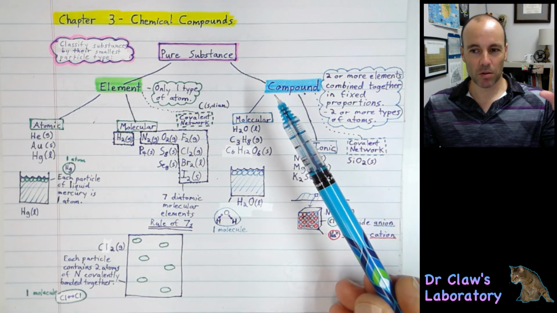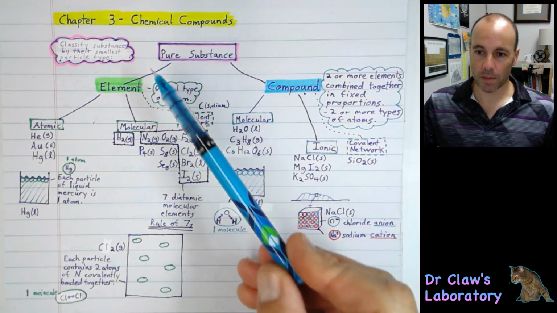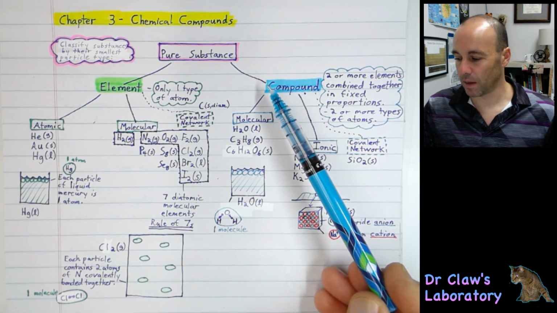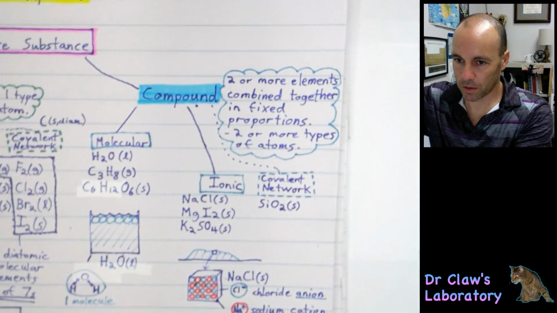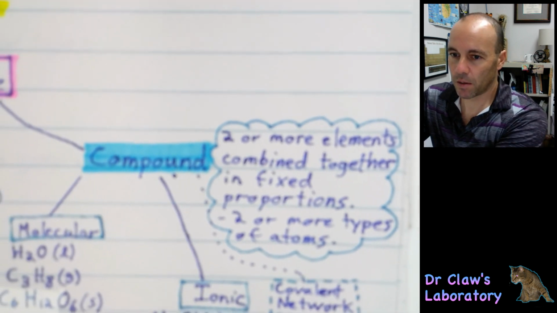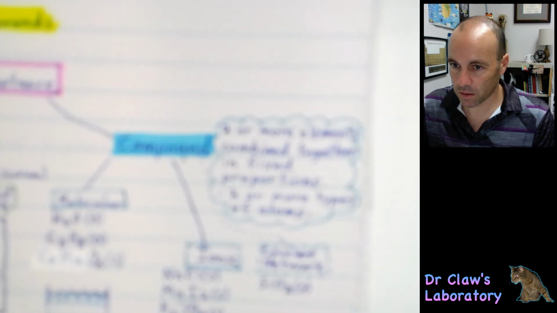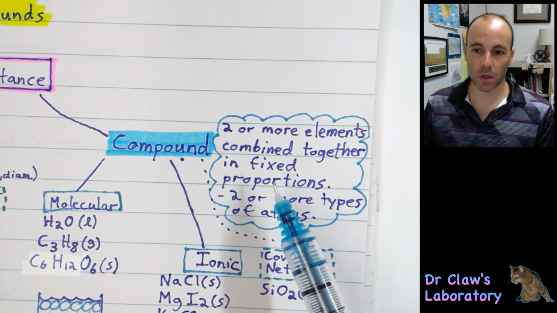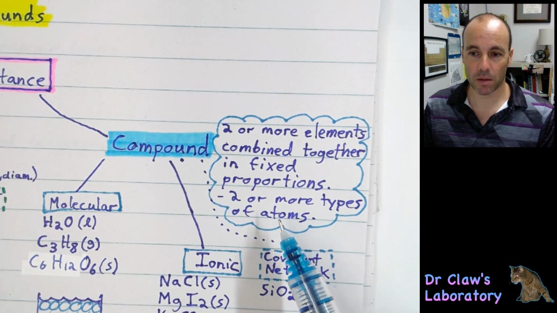Now, we're not dealing with mixtures, okay? There are lots of different mixtures out there. We just want to talk about single pure substances, so they can either be an element or a combination of elements. You remember, compounds are what you have when, let's zoom in a little closer. Compounds are what you have when two or more elements are combined together in fixed proportions. And this means that there are two or more types of atoms in a compound.